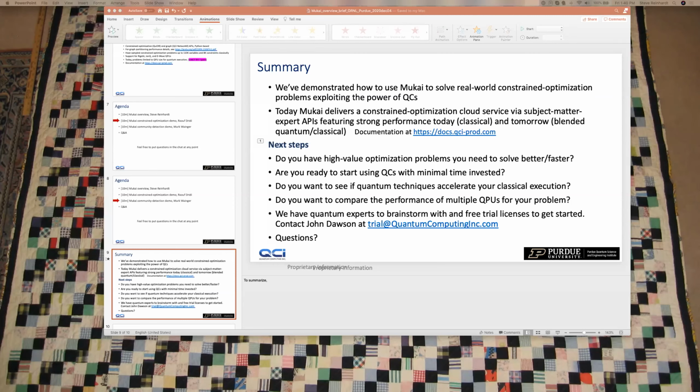So it doesn't matter who delivers the hardware. Say Google comes up with hardware that can do the task. You can move Mukai over to Google's computer. Exactly. And have quantum advantage as well. Exactly. Okay, thank you.